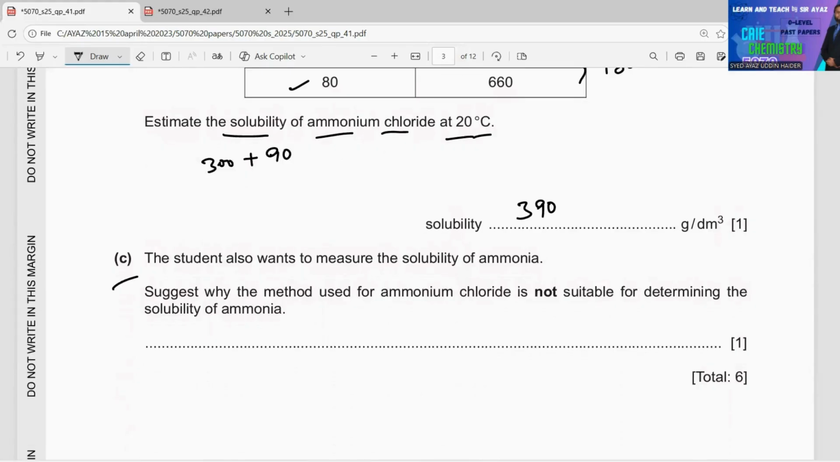The student also wants to measure the solubility of ammonia. Suggest why the method used for ammonium chloride is not suitable for determining the solubility of ammonia. Ammonia is a gas. You can't weigh a gas on a balance.